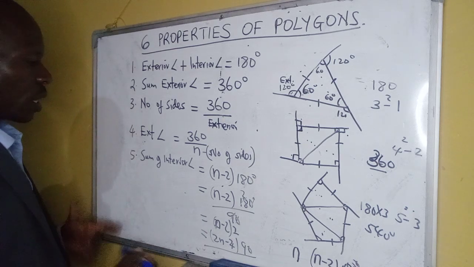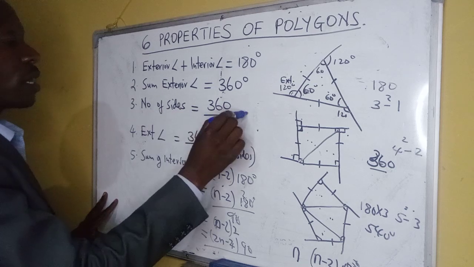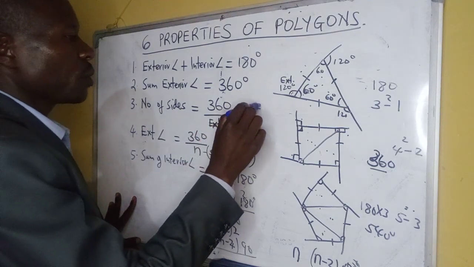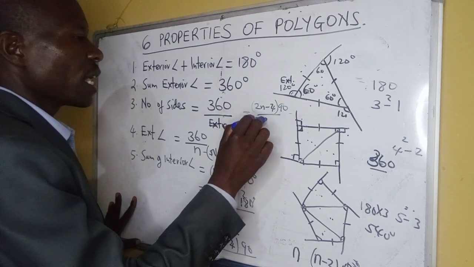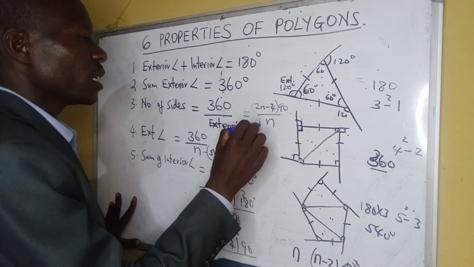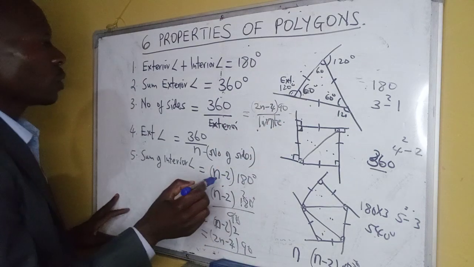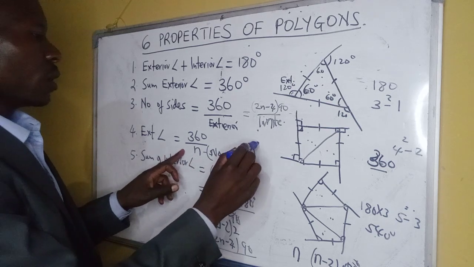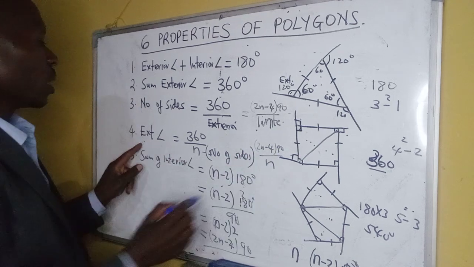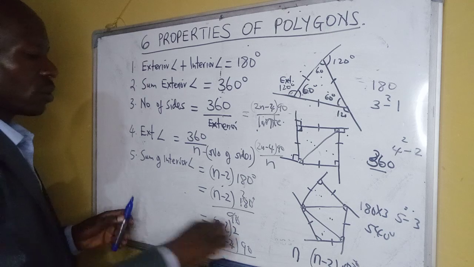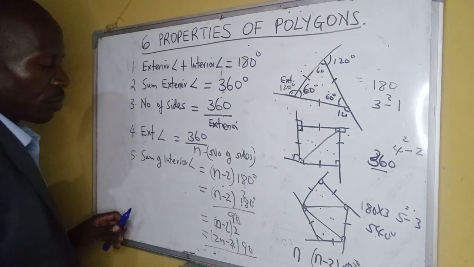And so we can also talk about the interior angle being equal to 2n minus 4 right angles, which is 2n minus 4 times 90 over n, to get the interior angle. So this one will give you the interior. So this is the summary of the properties.